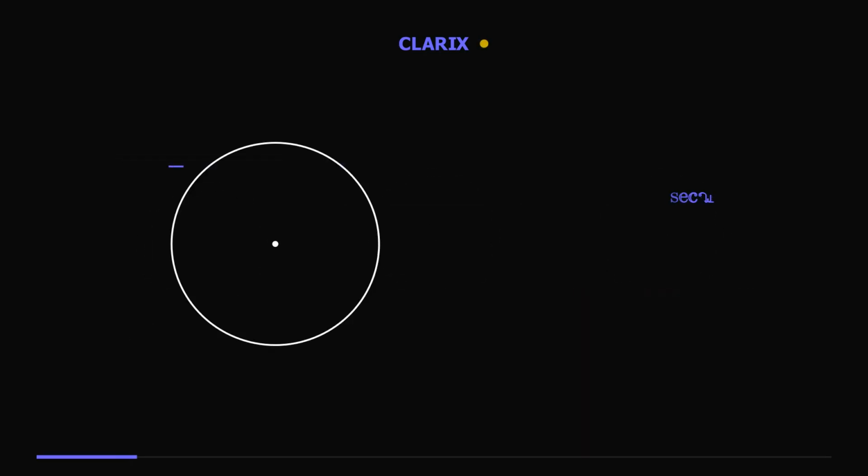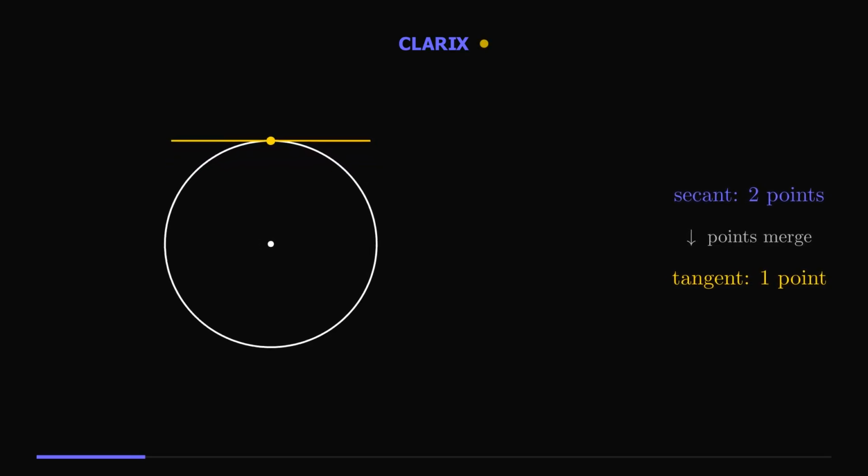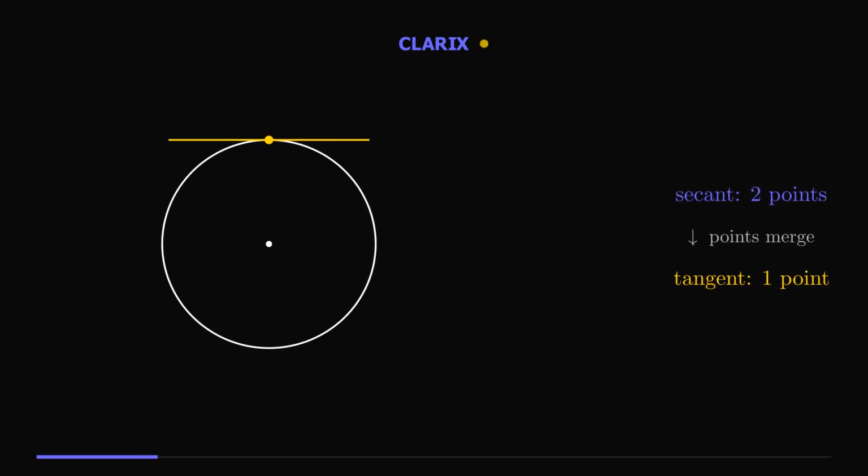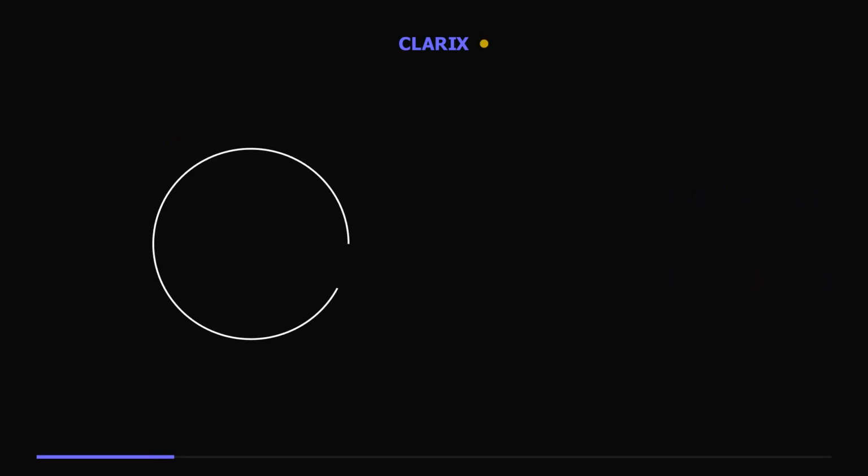Here's the elegant bit. A tangent is really the limiting case of a secant. As the 2 points where a secant cuts the circle slide toward each other, the little chord between them shrinks until both points merge into one. At that instant, the secant has become a tangent, and the single point where it touches is called the point of contact. Now the theorem the whole chapter leans on.